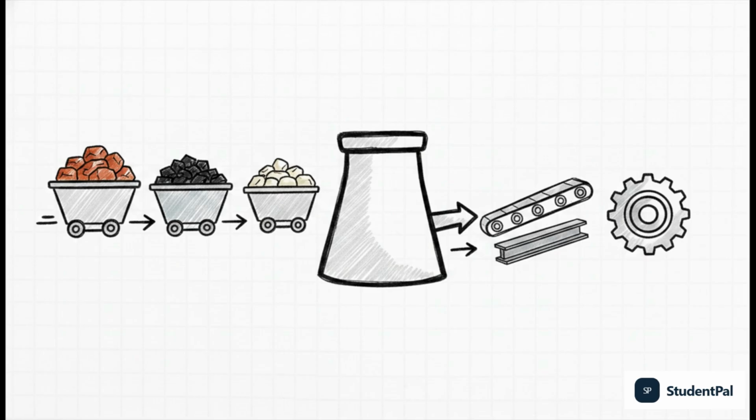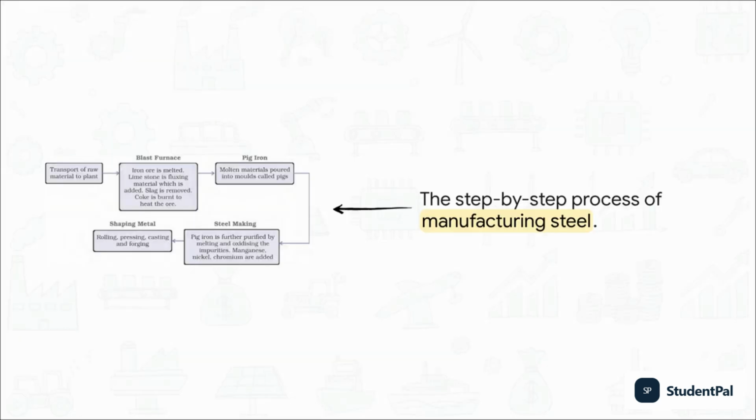Since everything going in and coming out is super bulky, transport costs are massive. And the recipe to make steel is incredibly strict. You absolutely need iron ore, coking coal, and limestone in an exact ratio of approximately 4 to 2 to 1. Let's actually walk through how this builds step by step. First, you transport all those heavy raw materials to the plant.